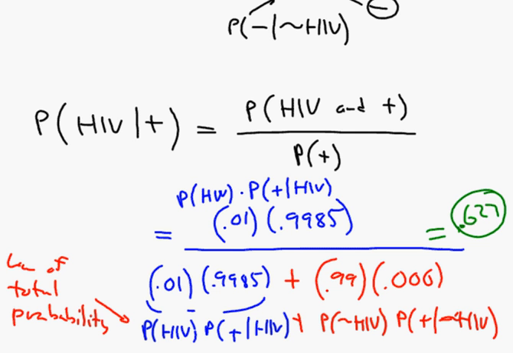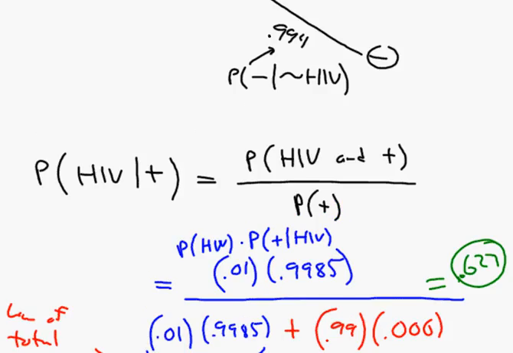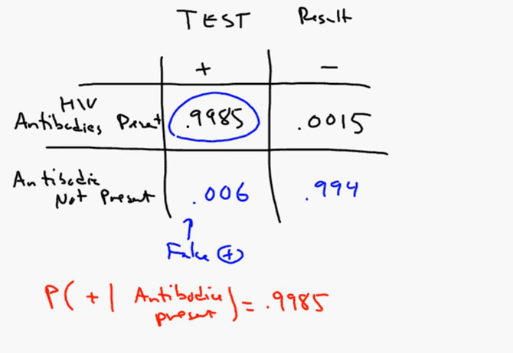Okay, so let's think about the meaning of that. What we're saying is that if you go and get a positive test result, there's a 62.7% chance that you have the virus. And I don't know how you feel about that. The probability is high, but it's not 0.9985. See, people mistake the sensitivity of the test for the accuracy of the test. Okay, this 0.9985 that I've circled here, this is how likely the test is to detect the HIV antibodies when they're actually in the body.